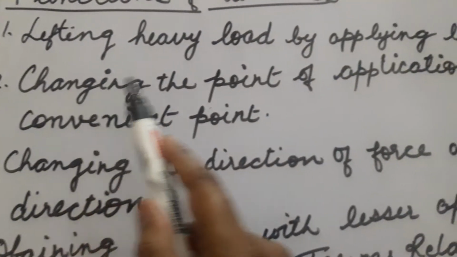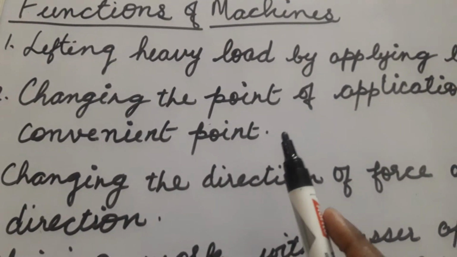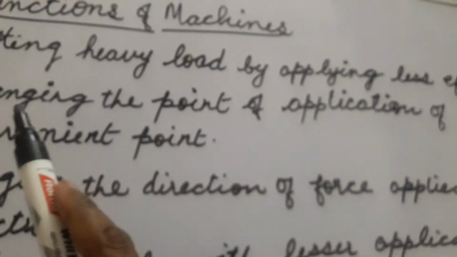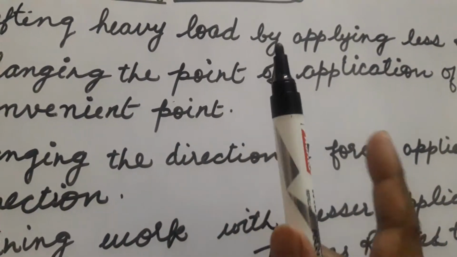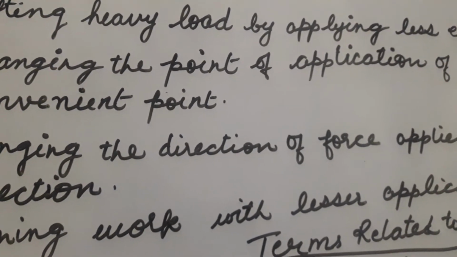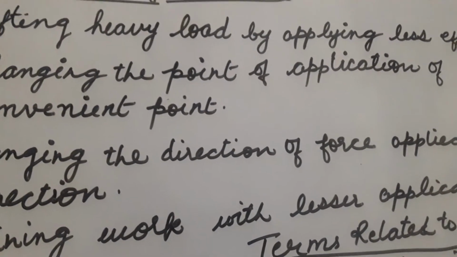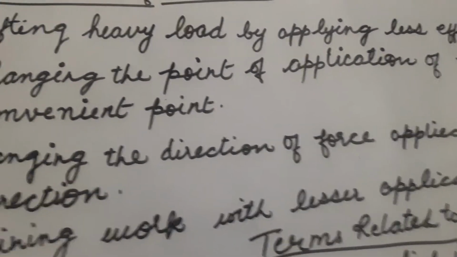The second is changing the point of application of force to a convenient point. If the point is convenient, then only are you able to change the point of application. I'll give you one example. The wheel of a bicycle is rotated with the help of a chain by applying force on the pedal. Okay, understood? When we apply force on the pedal, then only the wheel rotates.